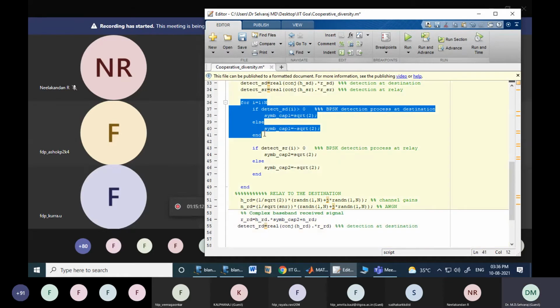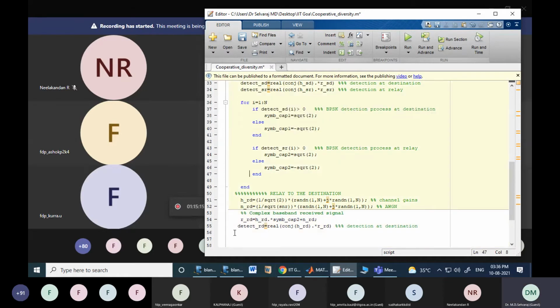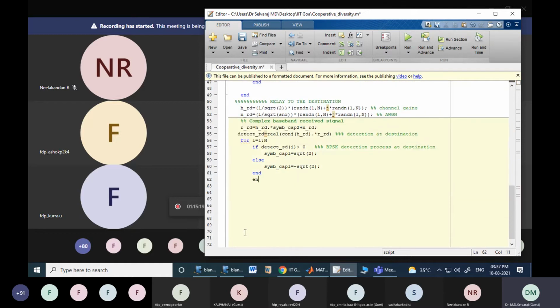See, the main thing is once we understand the concept, a lot of similarities are there in the programming. So that is an easy part. So here we are going to do the detection part for RRD, and this cap is going to be at the destination.